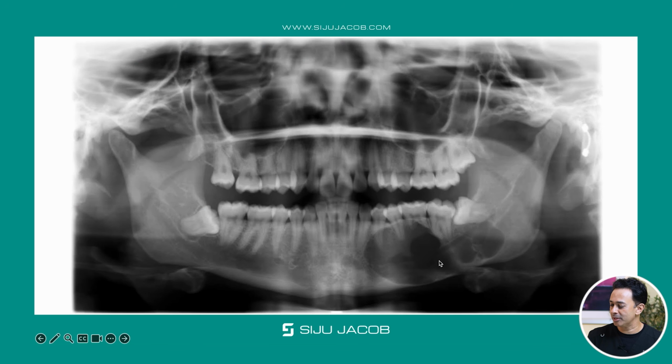Again, we take a radiograph and we find out that there's a big lesion on the left side which has led to paresthesia. So again, an indication for biopsy, because it's very rare that somebody just pops up one day with paresthesia and it's because of an endodontic lesion. It's usually something else, some other pathology. So again, a good indication for biopsy.